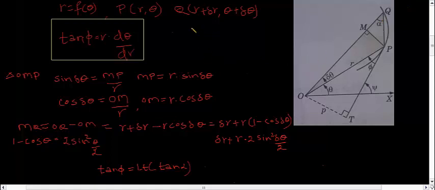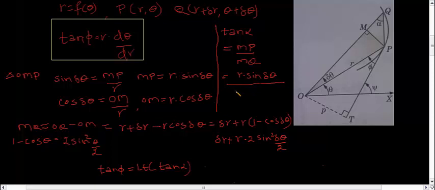What is tan alpha equal to? Let me write tan alpha here. Tan alpha is equal to tan of an angle, which is opposite by adjacent. That is nothing but MP divided by MQ. We know what is MP. MP is here r sin theta. This is equal to r sin delta theta whole thing divided by delta r plus 2r into sine squared delta theta by 2.